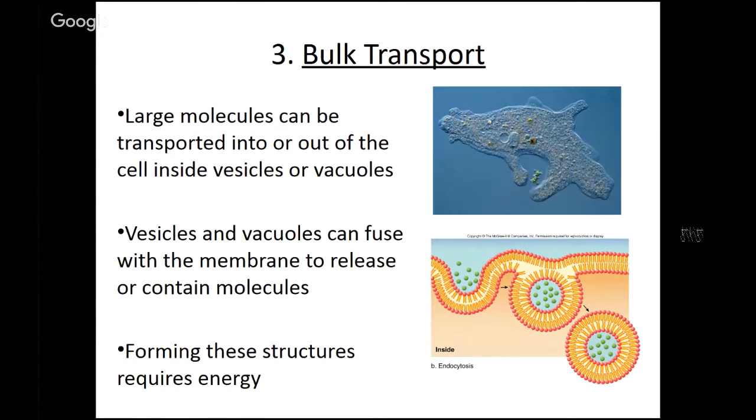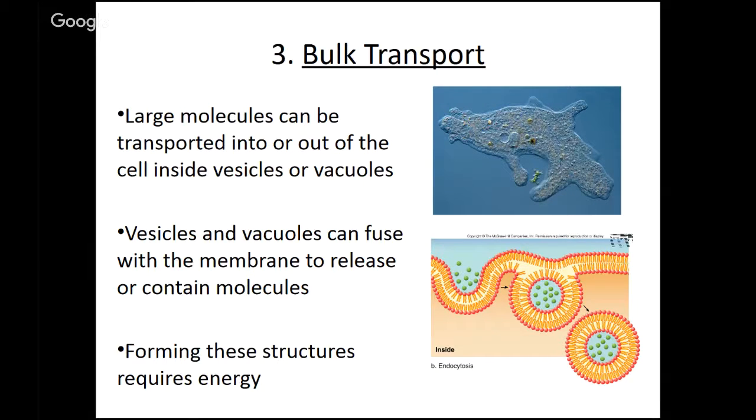Okay, the third type of active transport that I want to talk to you about is called bulk transport. Now, from that name, you should be able to tell that we're going to be moving something big, either into or out of the cell. It's kind of like buying in bulk. If you go to Sam's Club or a store like that, instead of buying one roll of toilet paper, you end up buying a block of like 30 rolls of toilet paper because it's cheaper. That's buying in bulk. So bulk means a lot of something.